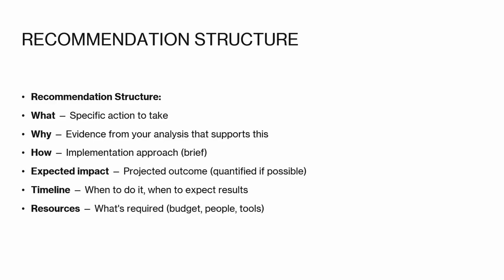Here's an example of how you can structure your recommendations. Every recommendation should include 6 elements. What? The specific action to take. Why? The evidence from your analysis that supports this. How? A brief implementation approach. Expected outcome. What is the projected outcome? And here you can put quantities if possible, right? Timeline. When to do it, when to expect results. And resources, what's required: budget, people, and tools.